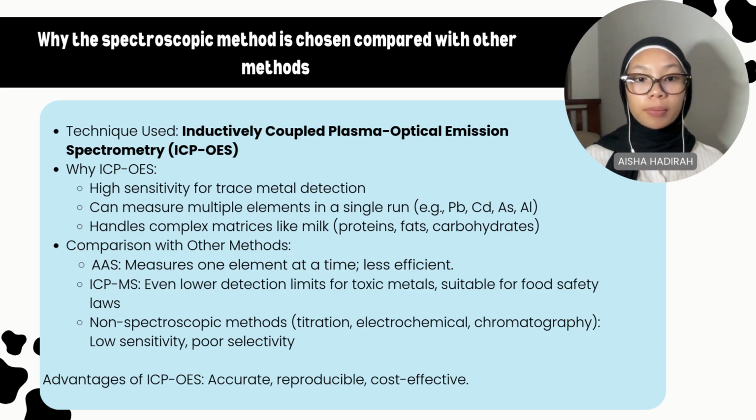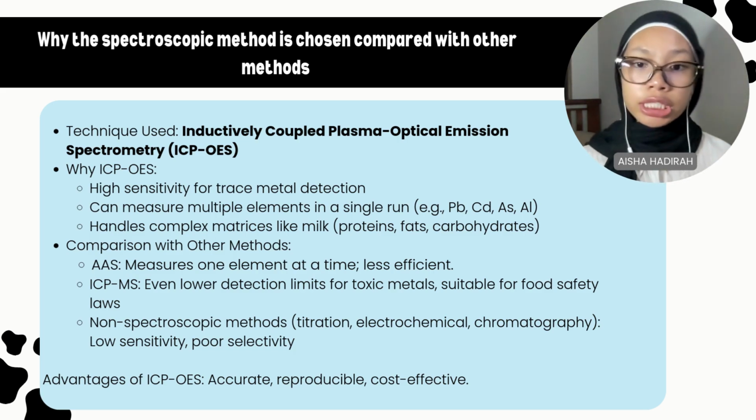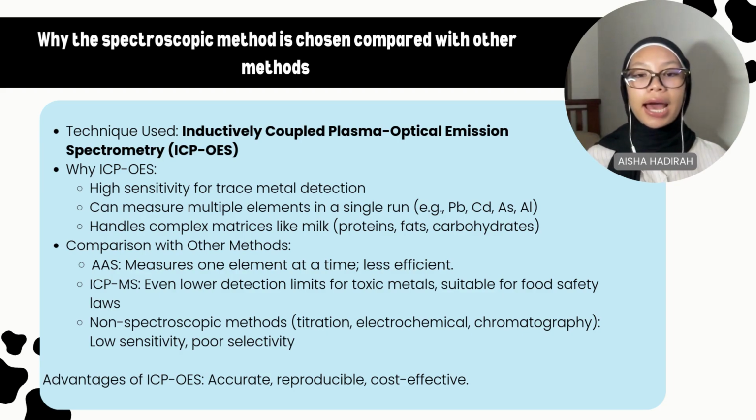When compared to atomic absorption spectroscopy or AAS, ICP-OES offers a significant advantage. AAS typically measures only one element at a time and is usually less efficient. In contrast, ICP-OES allows the simultaneous determination of several heavy metals. Although ICP-MS provides an even lower detection limit and is capable of detecting toxic metals at a very low concentration, it is more expensive and complex to operate.